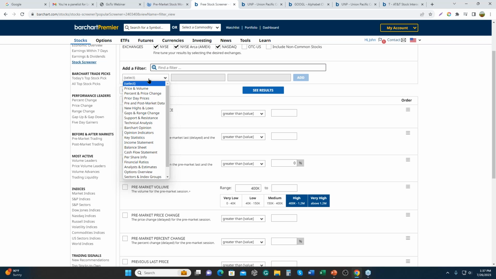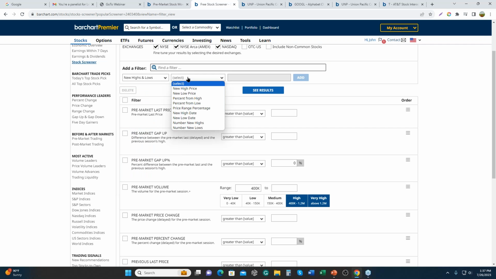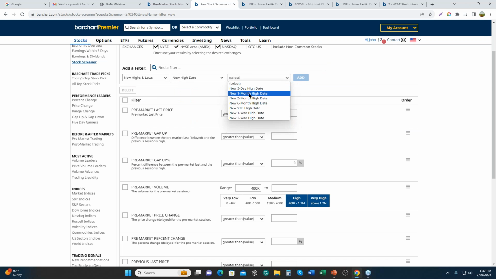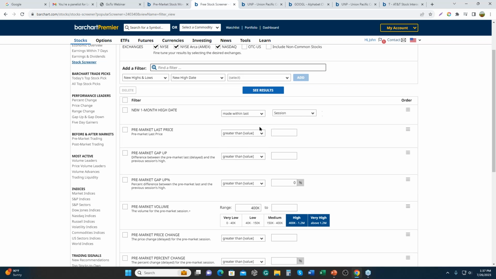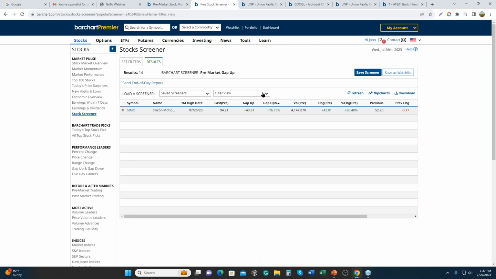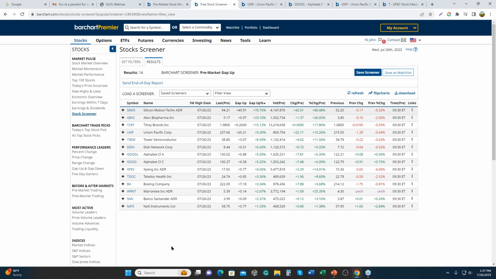Again, a lot of different technical analysis that you could do based on whatever value you believe. So I'm going to come in here where it says new highs, and I want to know the new high date. I want to find the new high date for 1 month, and I want to choose today's session. So what I'm doing now is looking for high volume candidates that have gapped up and are now making a new monthly high. And if I do that, I only get 14 stocks. So these would be great gap and go candidates.